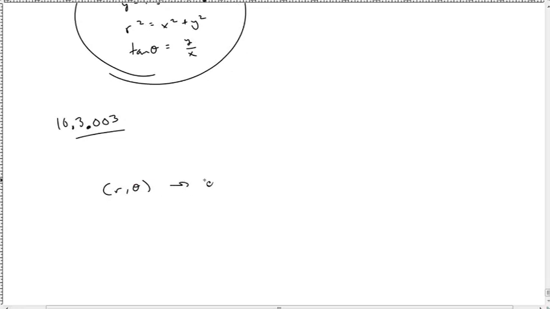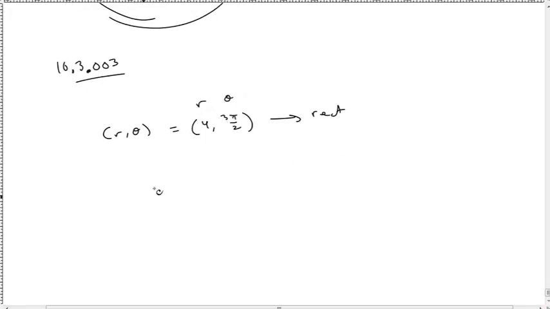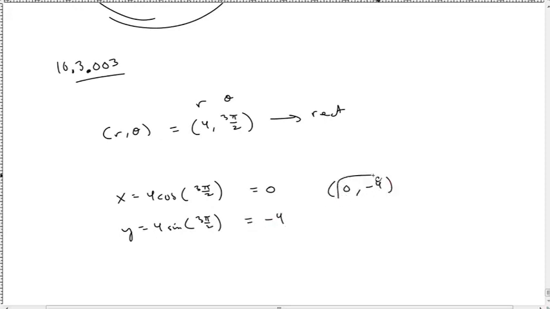So (r, theta) is equal to (4, 3 pi over 2), and they want to go to rectangular mode. This is my r, this is my theta, so x is equal to r cosine of theta. Cosine at 270 degrees is a 0, and so we get a 0. y is r sine theta, and so sine is going to be a -1. 4 times -1 is a -4, and so your answer here is very simply (0, -4), and that's how you type it into WebAssign. And then you just repeat.